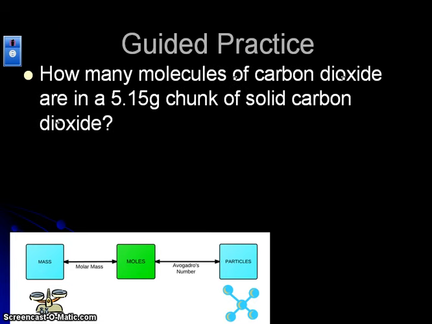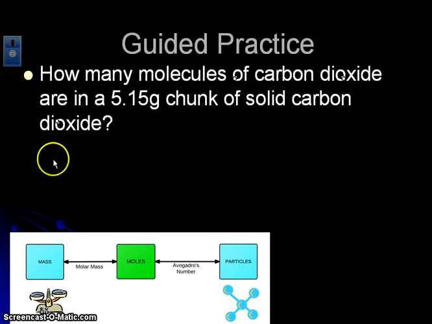For the next problem, we're actually adding another step. In this problem, we're being asked how many particles of carbon dioxide are in a given mass of carbon dioxide. So if you look at our flow chart, we're starting with our mass of carbon dioxide. We're being asked to find molecules, which are particles. We can't go directly from mass to particles or molecules, so we need to go from mass first to moles using our molar mass, and then we'll go from moles to particles using Avogadro's number.